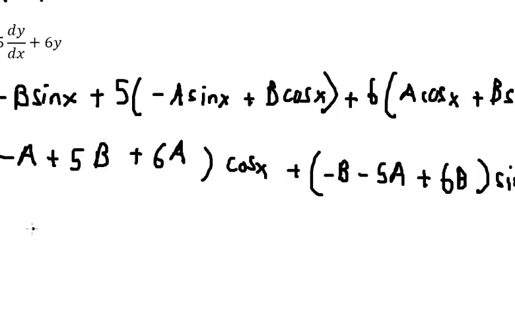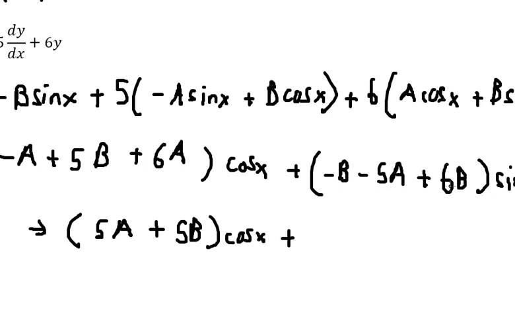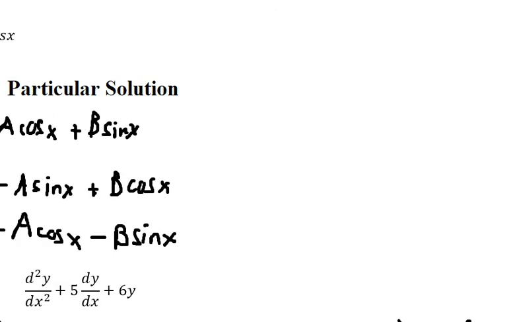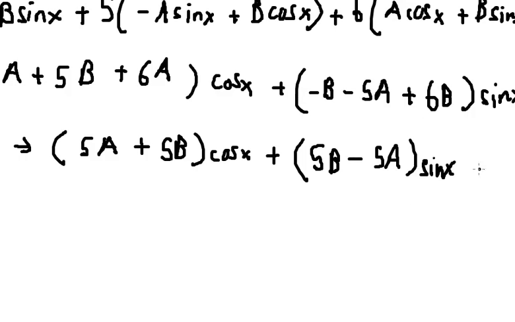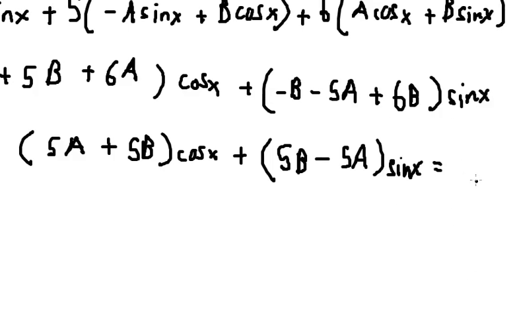And now we can simplify. 6a minus a, we have 5a. And this one, we have 5b. So 6b minus b, we have 5b. This one, we have negative 5a. And we have sine x. And we know that we have 10 cosine x. So we put 10 cosine x here.